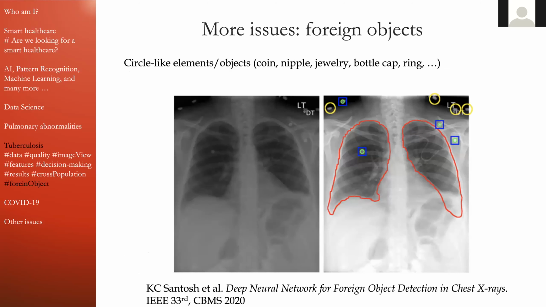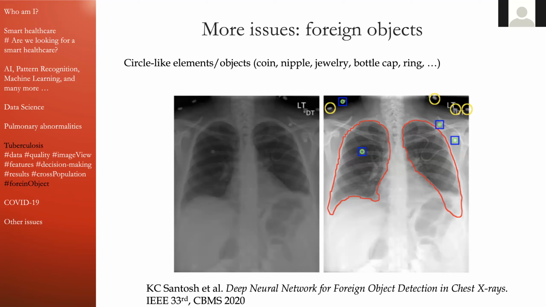But most of the time, it is important to take a look at foreign objects like coins, nipples, jewelry, bottle caps, rings, and so many others. These things basically make a mess. Doctors know this is a nipple. It's not a problem. It's not an abnormality.